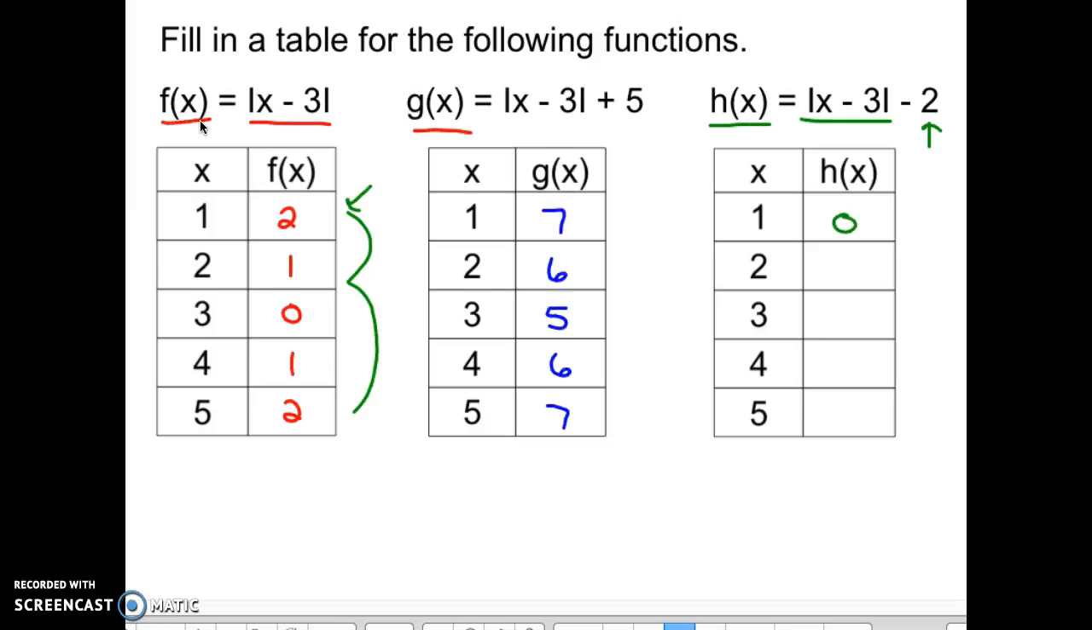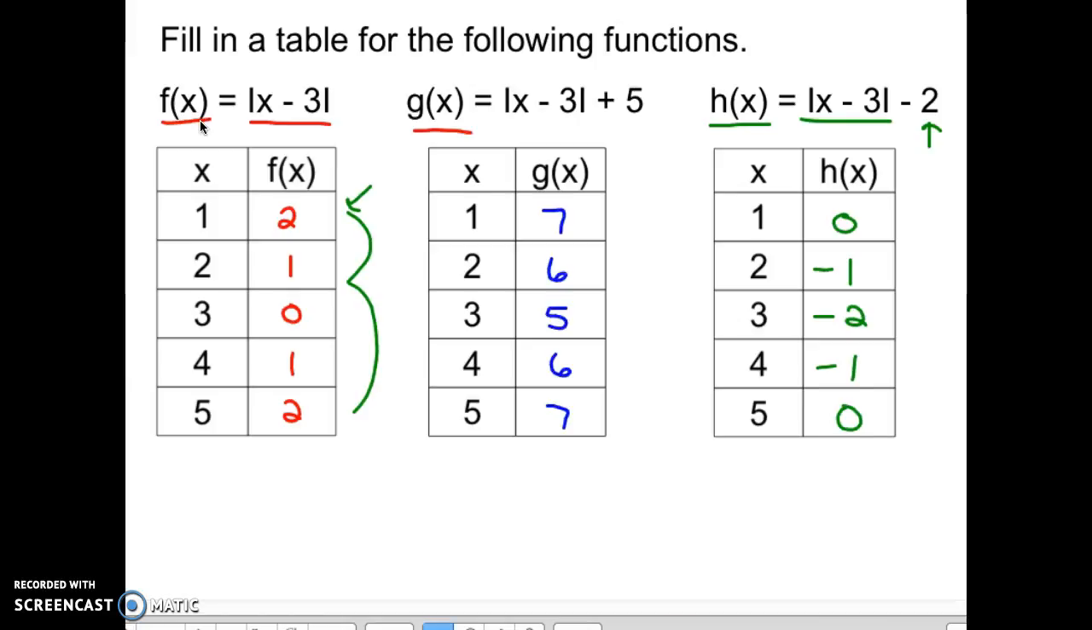I have 1 for the second one. When I take away 2, I have negative 1. I have 0 for the third one. When I take away 2, I have negative 2. I have 1 for the fourth one. When I take away 2, I have negative 1. And I have 2 for the last one. When I take away 2, I have 0.